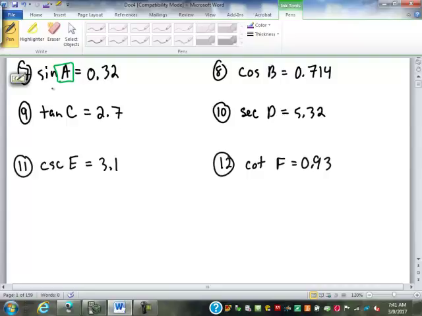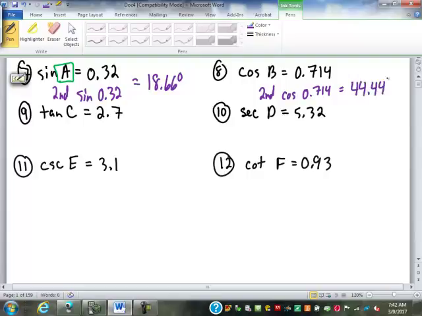So for the sine of A, of course, it's going to be second or shift sine, and then the 0.32. What angle do you come up with? 18.66 degrees. And the same over here. Cosine of B equals 0.714. We're going to do this second or shift cosine of 0.714. And what do we get for an angle? 44 point what? 44.44. Okay.